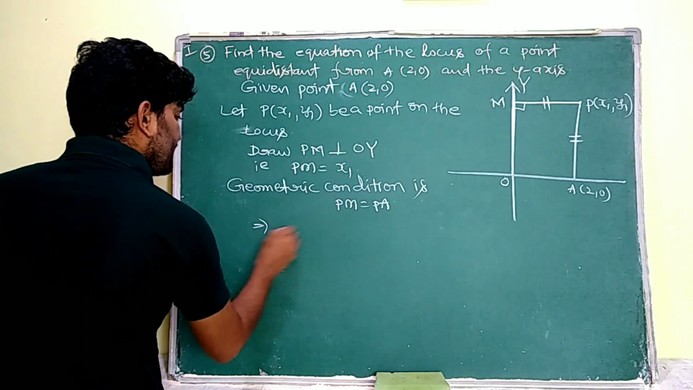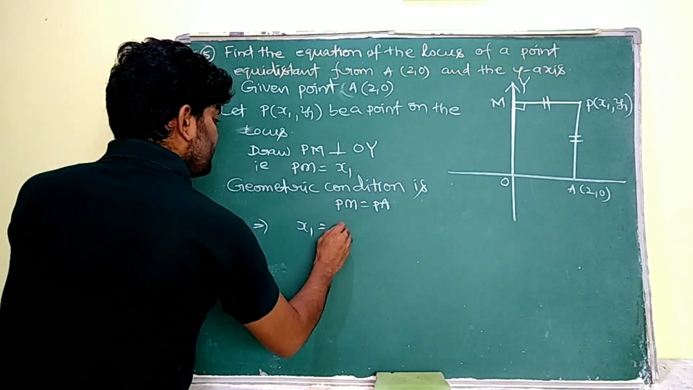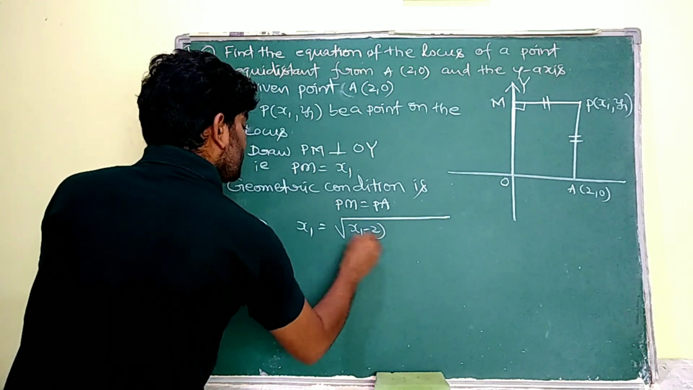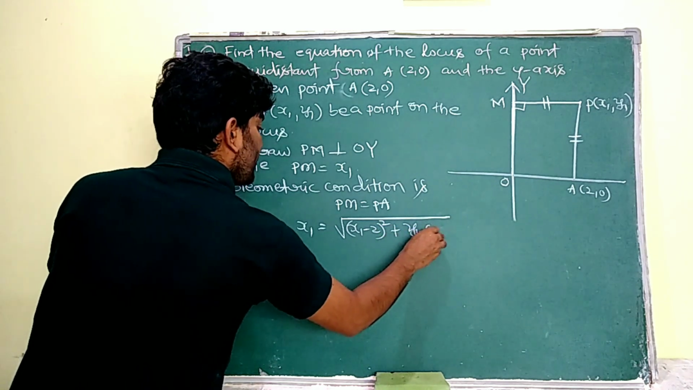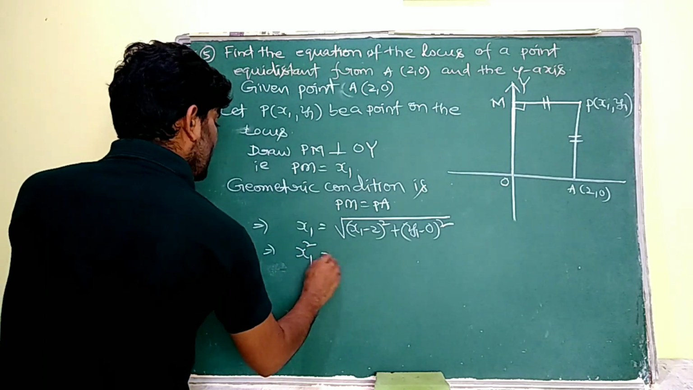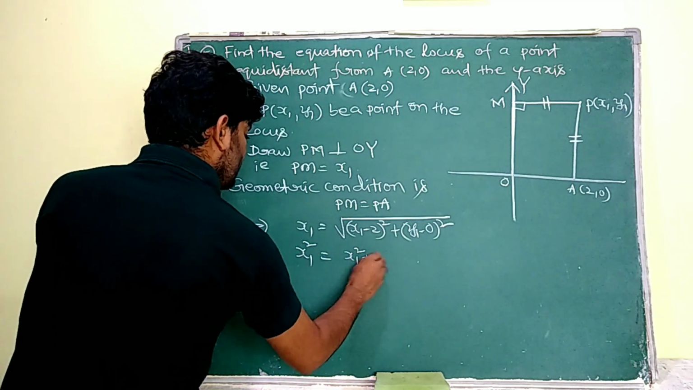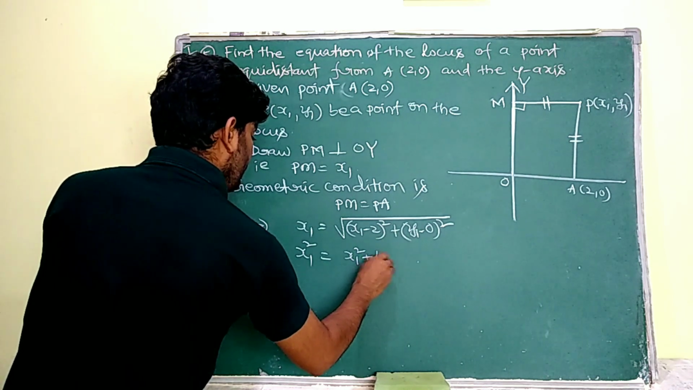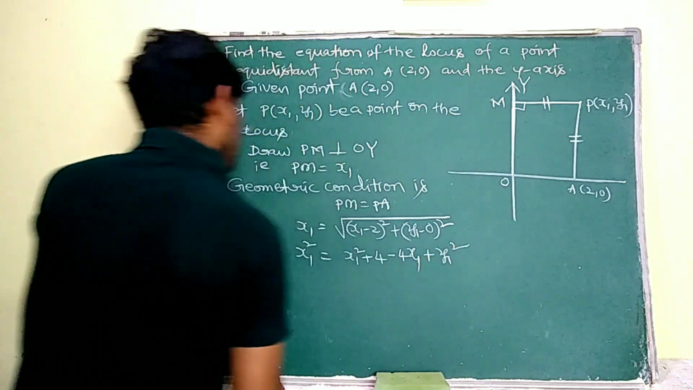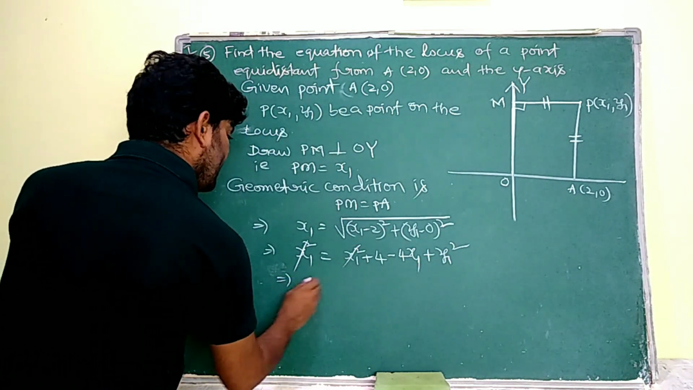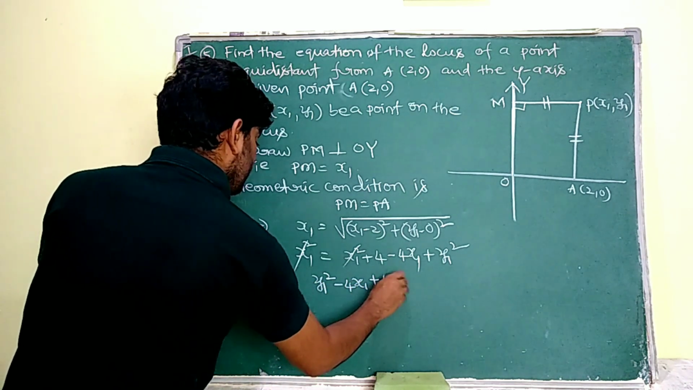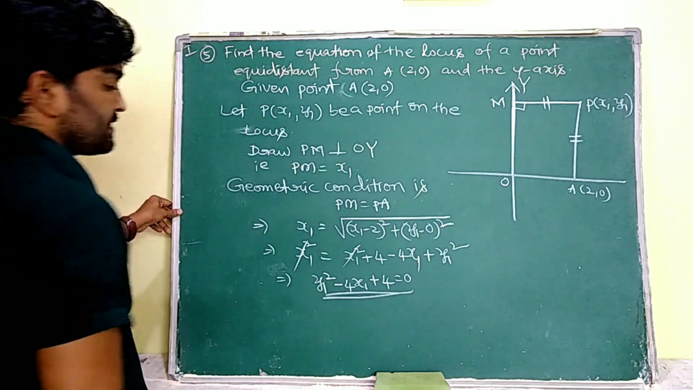PM is x1, and PA is root over (x1 minus 2) whole square plus (y1 minus 0) whole square. By squaring on both sides, x1 square is equal to x1 square plus 4 minus 4x1 plus y1 square. Here x1 square and x1 square are cancelled. Then y1 square minus 4x1 plus 4 is equal to 0, our required equation of the locus.